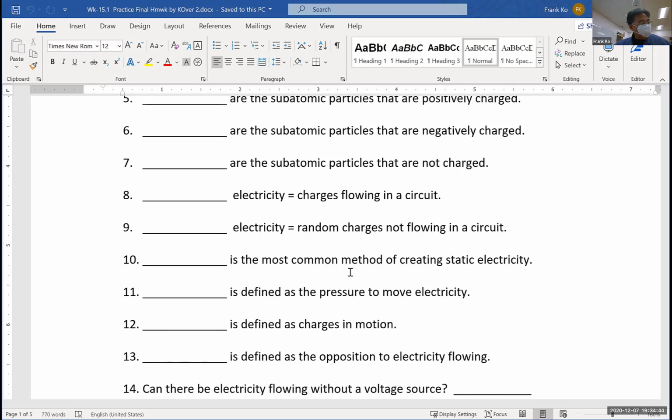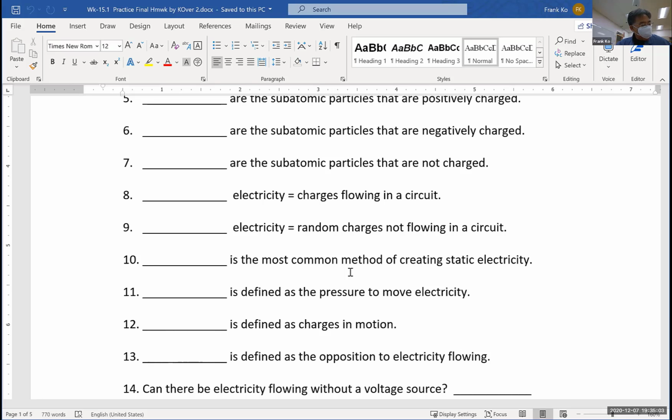No. 14, 15, and 16 goes to Jacqueline. Can there be electricity flowing without a voltage source? No, it cannot be without a voltage source. Number 15, can there be a voltage source without electricity flowing? Yes, there can be. The battery would be an example of it.